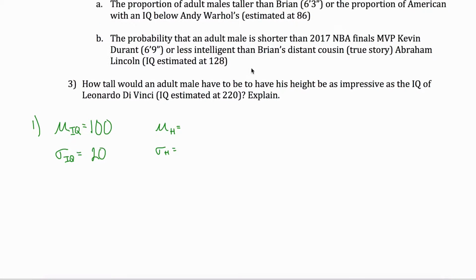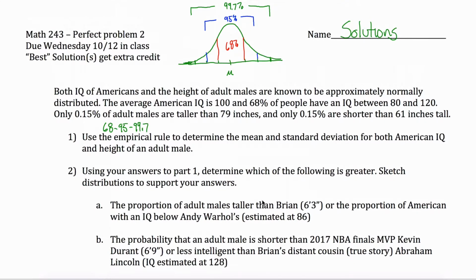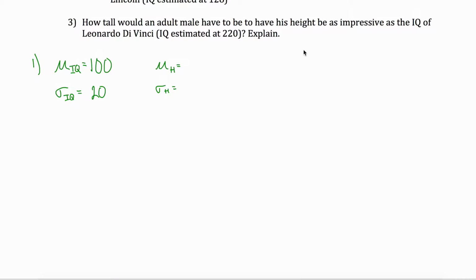Now we want to figure out the mean and the standard deviation for height. Those are a little bit trickier to figure out. What you're told about height is only 0.15% of adult males are taller than this amount, and only 0.15% of adult males presumably are shorter than this amount. So how can we figure out the mean from that? Well, because our data is approximately normal, it's symmetric. And so if we have the same percentage of people above this amount as we have below this amount, then the average has to be halfway in between these two numbers. In other words, what I've got to do is figure out what number is halfway between 79 and 61. And in order to figure that out, I can take 79 and 61, add them up and divide by 2. If I add those, I get 140. Divide by 2, you get 70. So that will be my mean height, 70 inches.